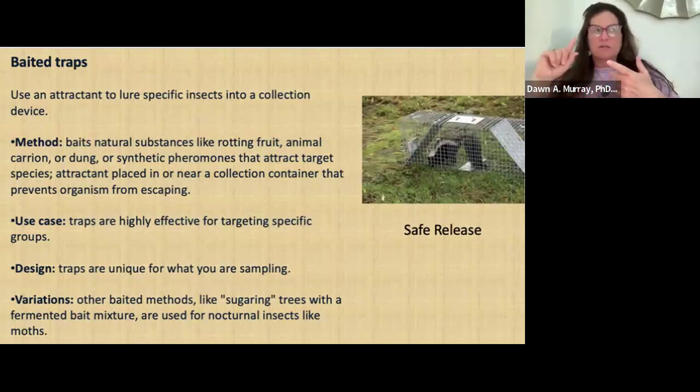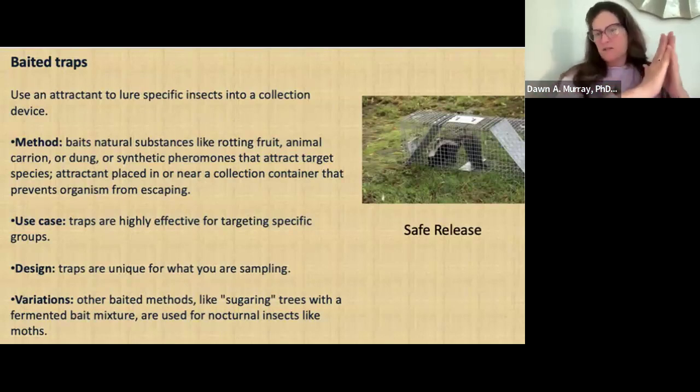So rotting fruit, dead animal dung, maybe a synthetic pheromone to attract a target species. It's placed either in or near the container. And then the hope is that it goes in and then something's triggered and it closes. So they're really effective for specific species. They're unique for what you're sampling. There's also something called sugaring, where trees have a fermented bait mixture, and it's used to trap nocturnal insects like moths.